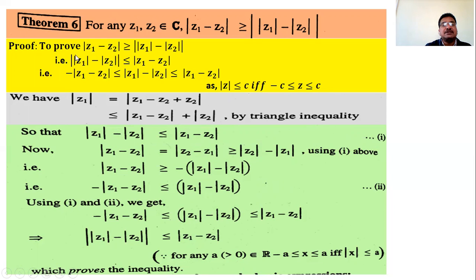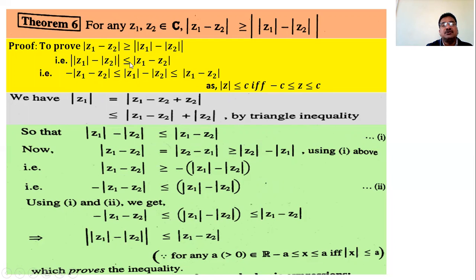Suppose this quantity |Z1| − |Z2| is considered as Z, and this total quantity |Z1 − Z2| is considered as C. Then we have −C ≤ Z, that is, −|Z1 − Z2| ≤ |Z1| − |Z2|, and |Z1| − |Z2| is less than or equal to C, that is, |Z1 − Z2|.